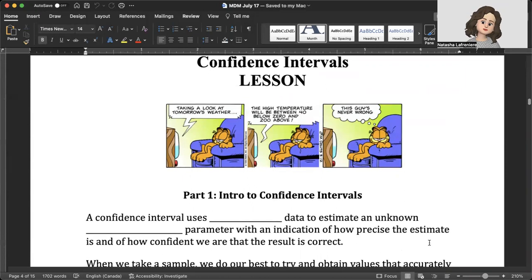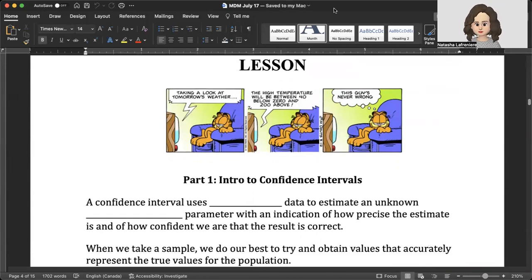So a confidence interval uses sample data to estimate an unknown population parameter with an indication of how precise the estimate is and how confident we are that the result is correct. And so it really tells us if you should be confident in the answer that you're looking at, if the result kind of makes sense. And if not, then a little bit more study has to go into that.